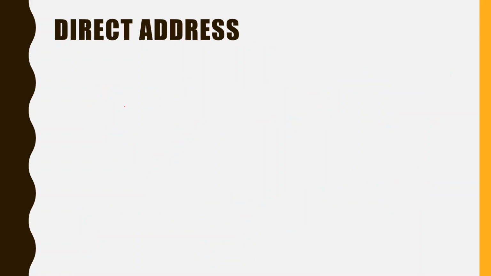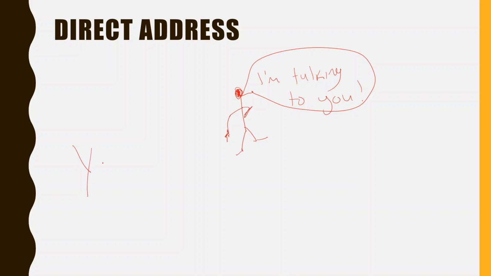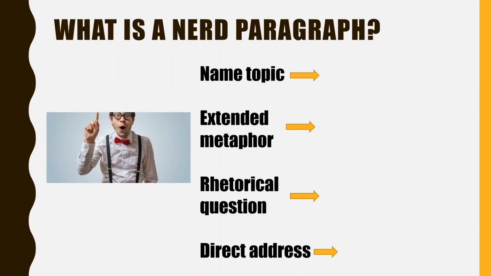And the last one is direct address. Direct address is when you address your reader. There's a stick man, he's pointing his finger at you. He's got his hand on his hips. Okay? Let's do a little cartoon. I'm talking to you. He's talking to you. He's directing it to you. You need to put the word you in a sentence, basically, and that's direct address. Alright, that's a nice easy one for you to do. So in summary then, a nerd paragraph is this.